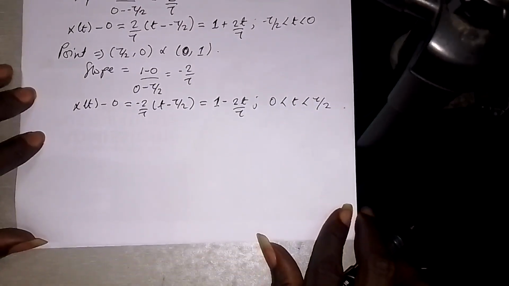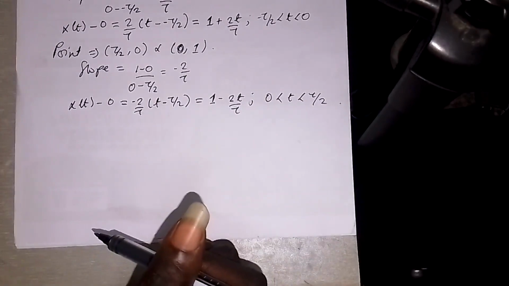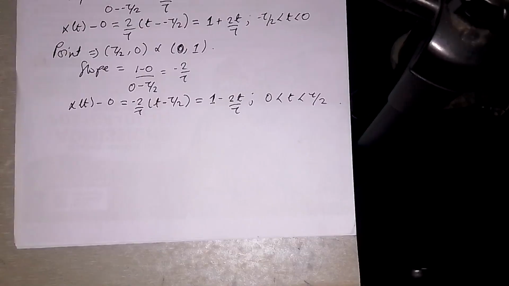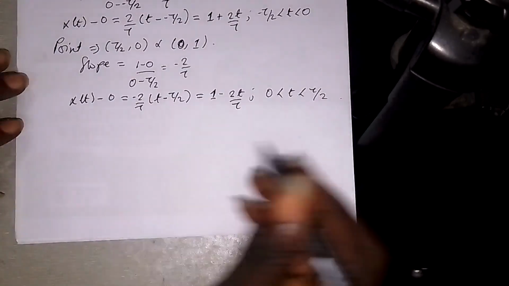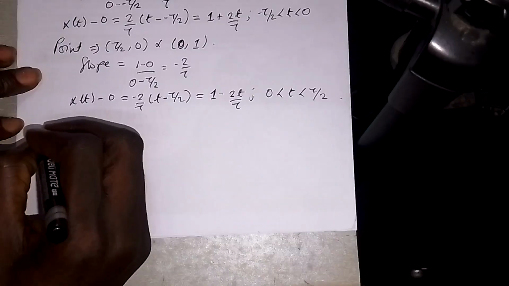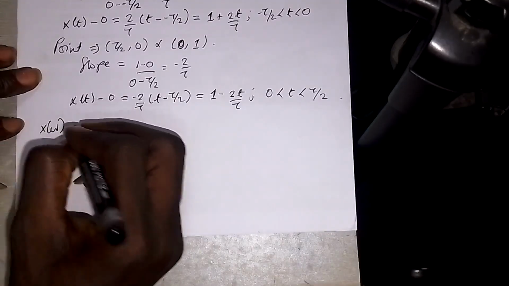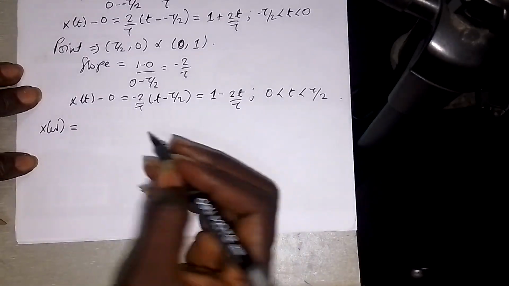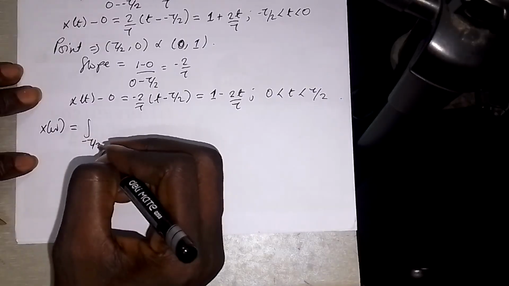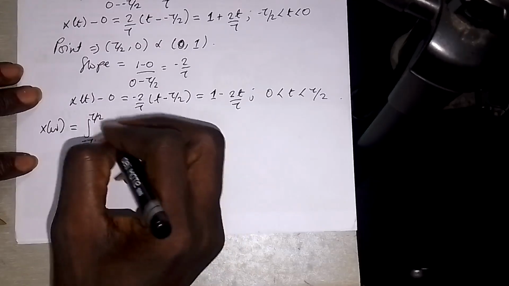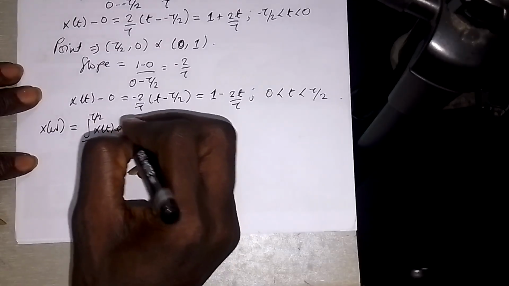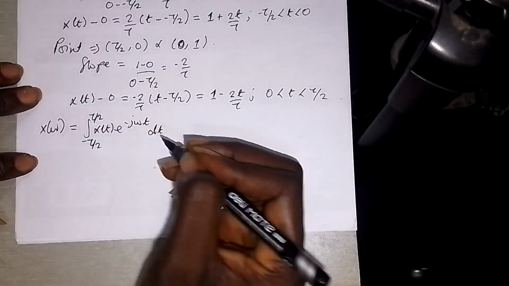So now we're going to proceed with these two equations to find the limits. We already know our limits, but to find the exact Fourier transform that we're looking for, we're going to have x of omega, which is the Fourier transform, equals the integral from minus tau on 2 to tau on 2 of x(t) into e to the minus j omega t dt.